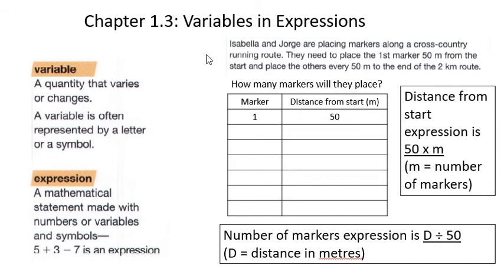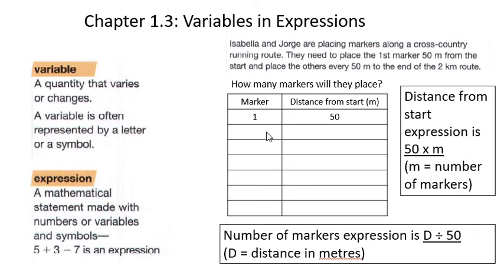Here's our problem today. Isabella and George are placing markers or flags along a cross-country running route. They need to place the first marker 50 meters from the start and place the others every 50 meters to the end of the 2-kilometer route. So just some definitions here. They do not have to place one of these marker flags at the beginning. It's already delineated, it's already labeled with a start symbol there. So we do not have to put it there. So the first marker will be at the 50-meter mark right there.